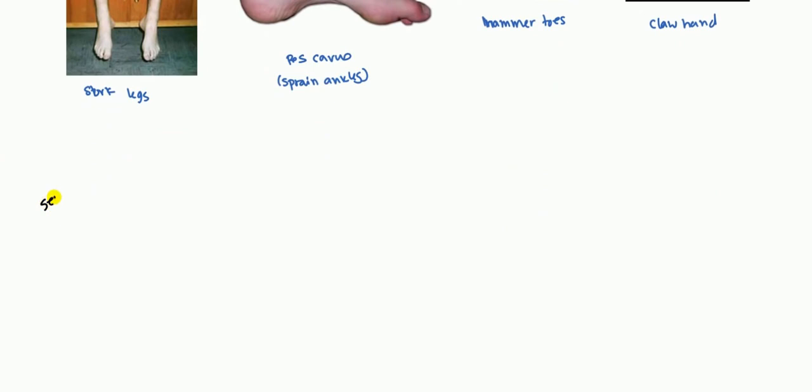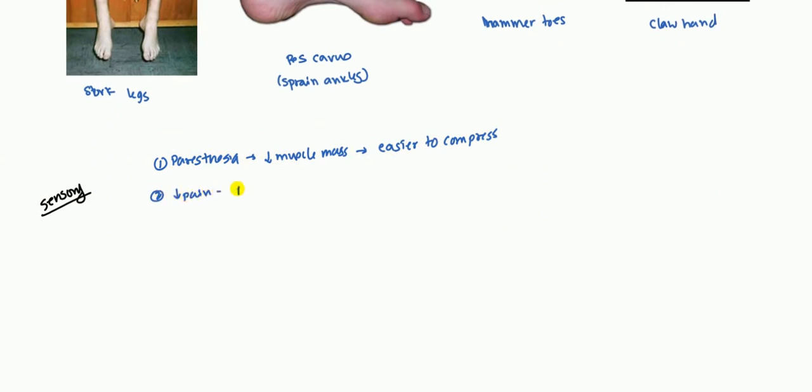And so these are the motor type of syndromes. What are some of the sensory syndromes that you can find? First is that you can get paresthesia. And this is generally due to the fact that when you get low muscle mass, it makes it easier to compress the sensory nerves, and so you tend to get these paresthesia. Pain-wise, there's actually decreased pain, and this is because you have an increased pain threshold as the spinothalamic fibers get involved in this condition.